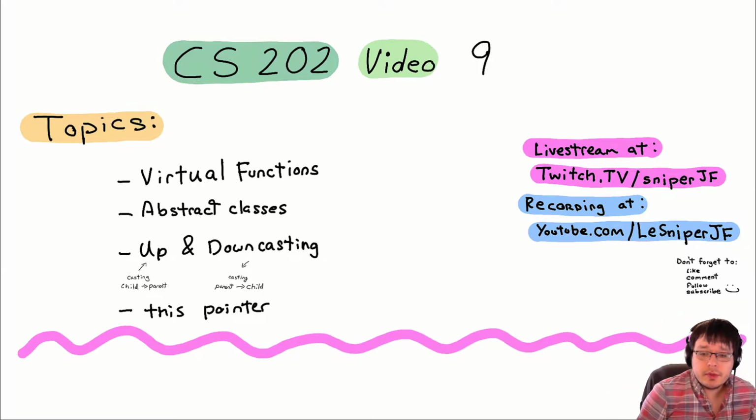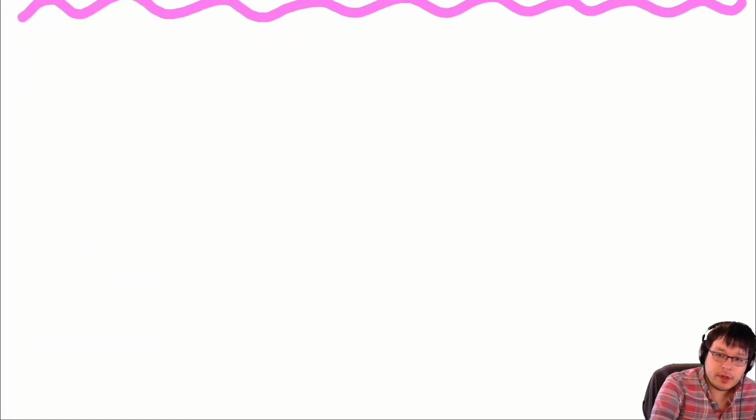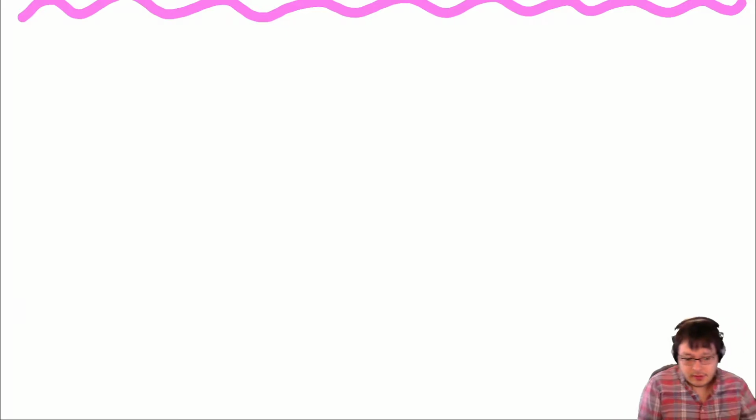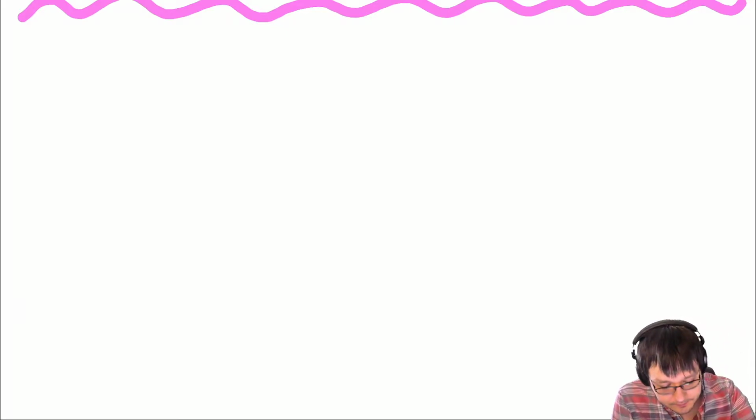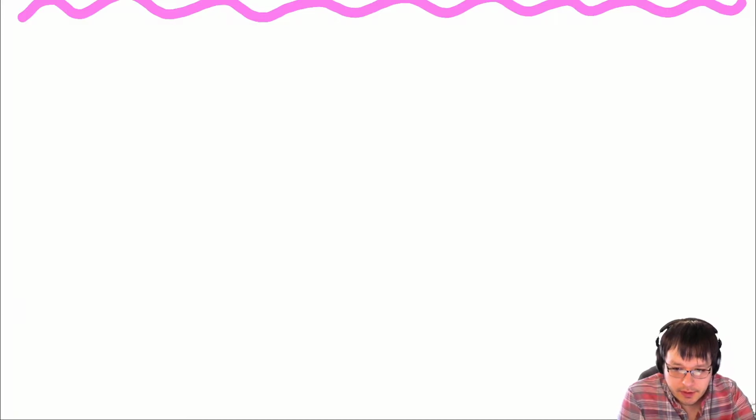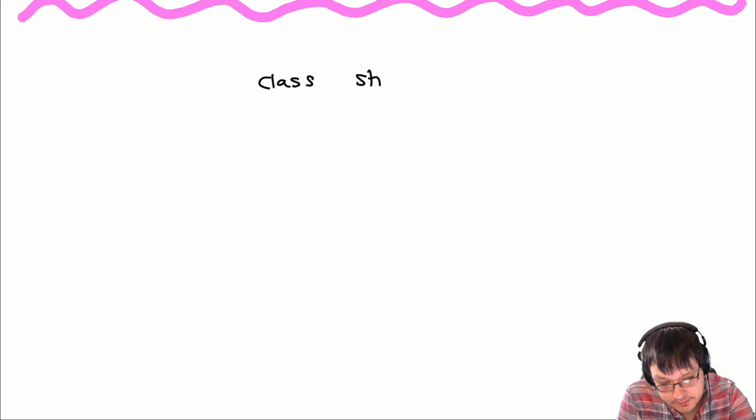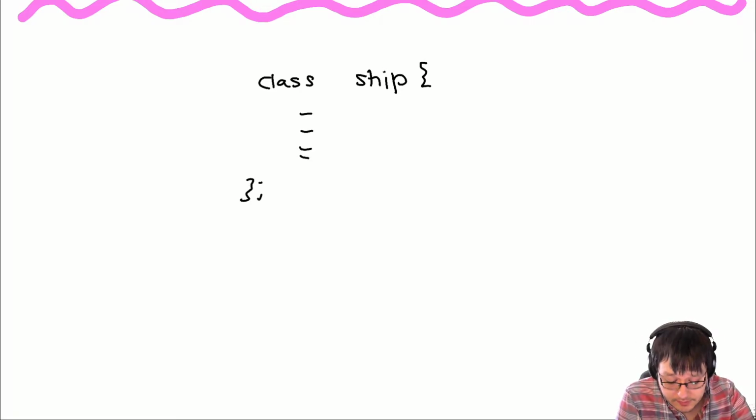Let me propose to you a situation where a virtual function would be useful. Suppose that we're going into the topic of inheritance and aggregation. We were doing ships, right? So I was trying to make a class called ship, which had some stuff in there. Let's say maybe it has a string name. And let's make everything public.